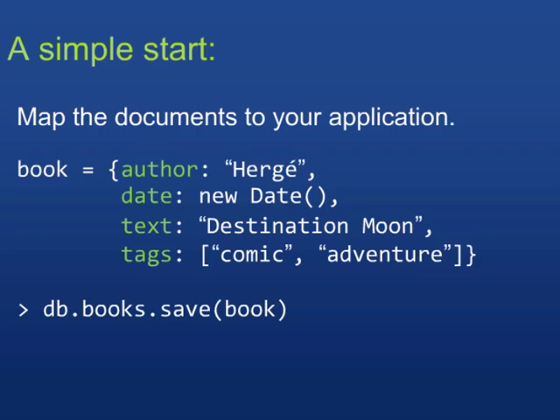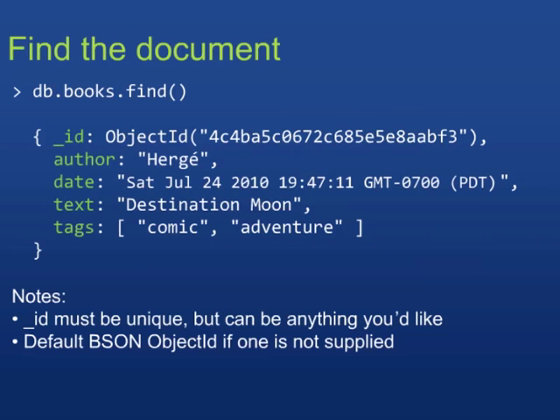So once I've inserted that document into the data store, now I can actually do queries on it. So I can say db.books.find and get my book back. Now this is a lot like saying select star from books in a relational database. Now you'll see that the object looks a little bit different than it was when I inserted it.